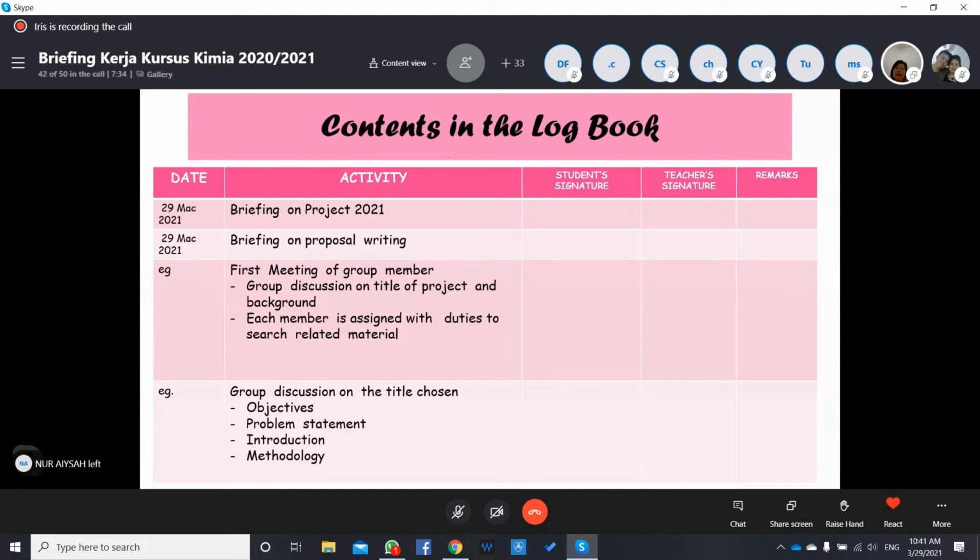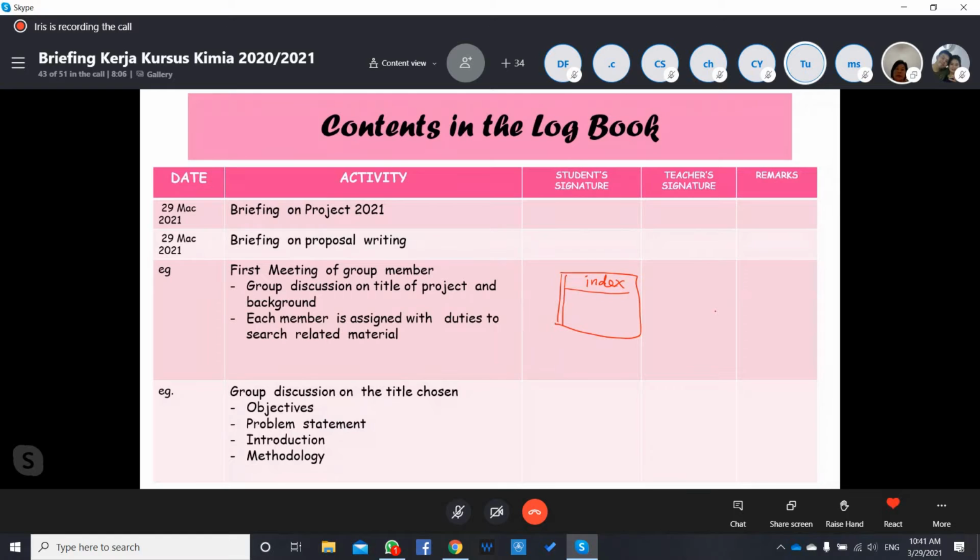This is an example of how to write the index in the logbook. In your logbook, the first page is for the index. When you open up your A4 size logbook, you will have the index. In the index, you will put it this way: you write the date, what activity, your signature, and this one is the subject teacher's signature, and any remark to be written by the teacher for each item here.